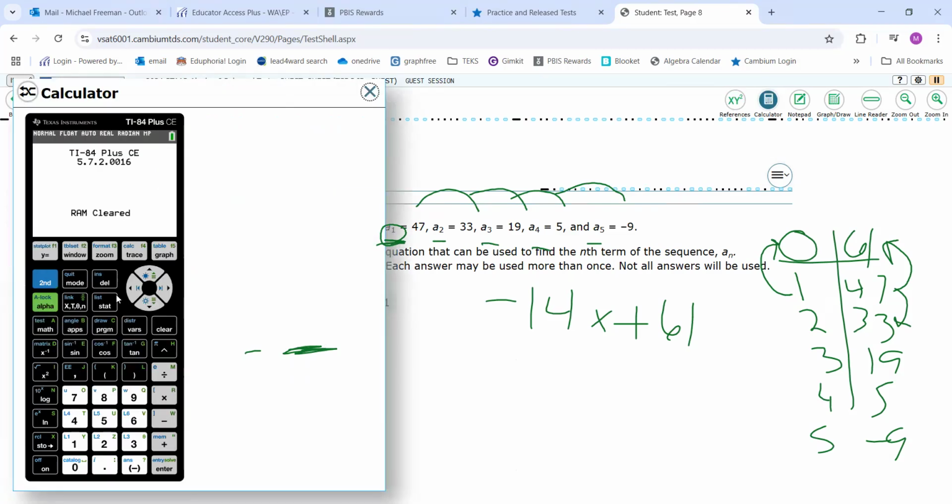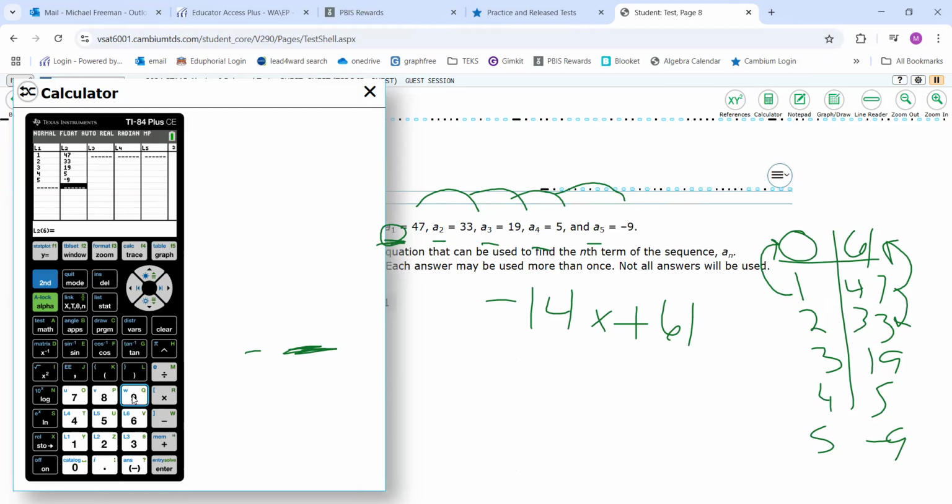If I pulled up my calculator and gone to stat edit and typed these in, 1, 2, 3, 4, 5. And next to 1 should be 47, next to 2 is 33, 19, 5, negative 9. Stat edit: 47, 33, 19, 5. Oh, I typed in minus 9 instead of negative 9.